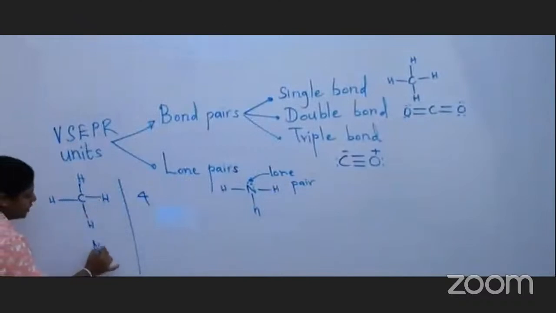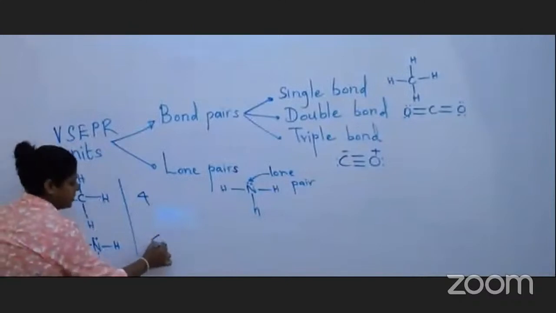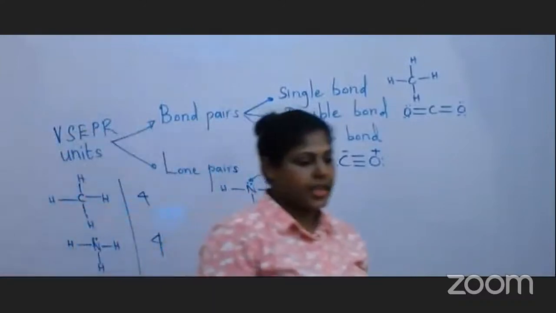When you take ammonia, ammonia has 3 NH bonds. Therefore, here one NH single bond is considered as one VSEPR unit. So here one VSEPR, second VSEPR, third VSEPR: 3 bonded VSEPR units plus 1 lone pair. So totally we call it 4 VSEPRs.